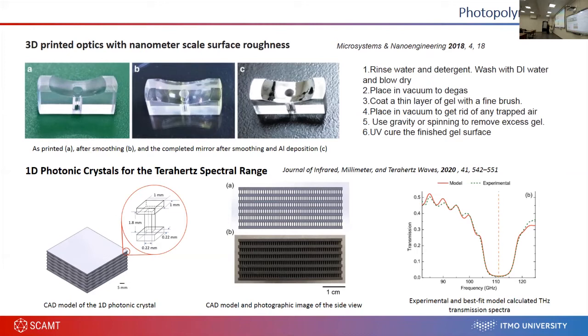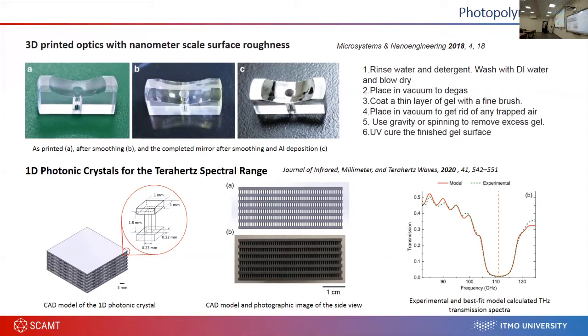Here, two. In other methods, I used one, perhaps, because I just took those I was interested in. I thought that is quite interesting. The first example is a 3D printed optical mirror with a nanometer scale surface roughness.